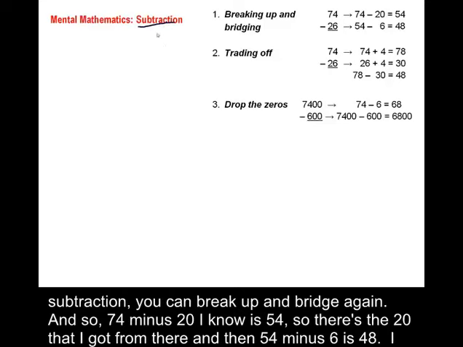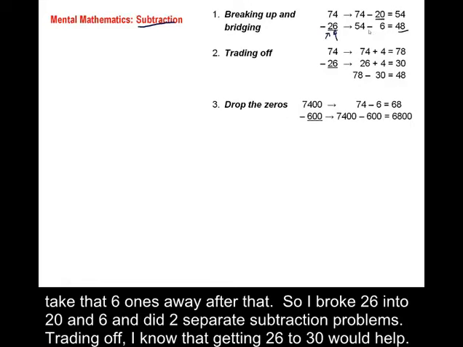Mental math with subtraction. You can break up and bridge again. So 74 minus 20, I know is 54. And then 54 minus 6 is 48. I take those 6 ones away after that. So I broke 26 into 20 and 6 and did 2 separate subtraction problems.